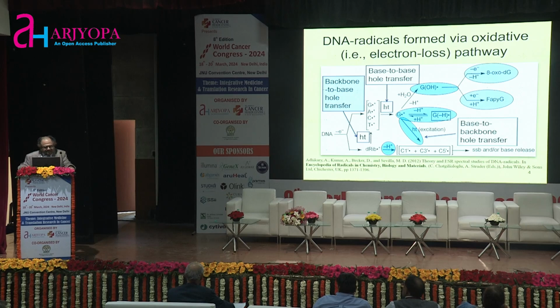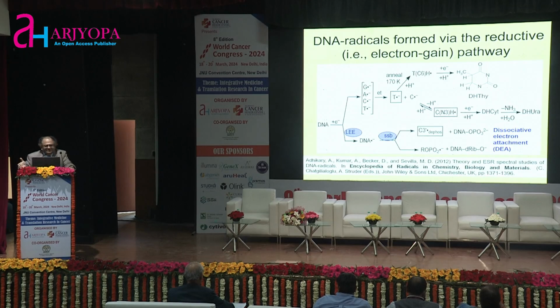The same radical, by one electron reduction, produces the FAPY, formamidopyridine guanine damage. Now, if the guanine cation radicals are very close to an excitation event, in fact, we have shown that if the guanine cation radical is excited by photoflood lamps, it can lead to the formation of sugar radicals. And those backbone cation radicals that escape the backbone-to-base hole transfer process can also undergo deprotonation, producing sugar radicals, which are the precursors of strand breaks or base release.